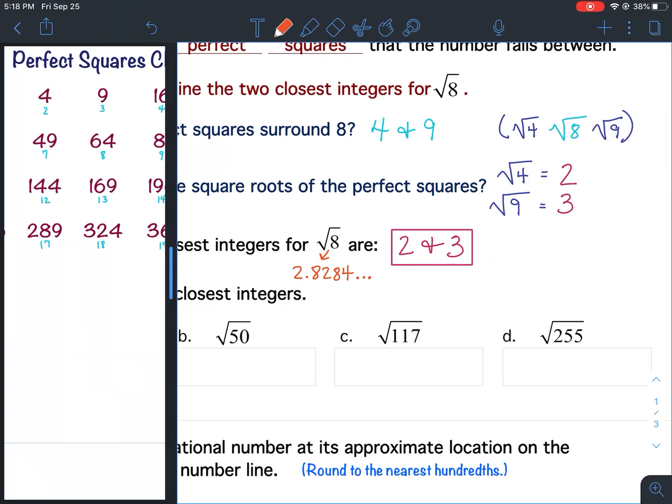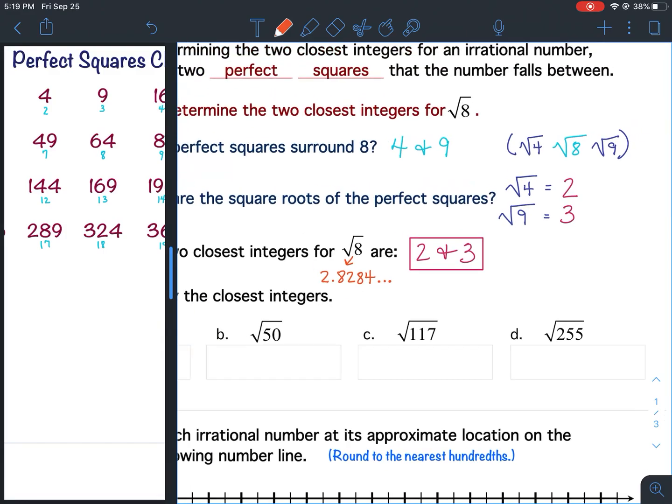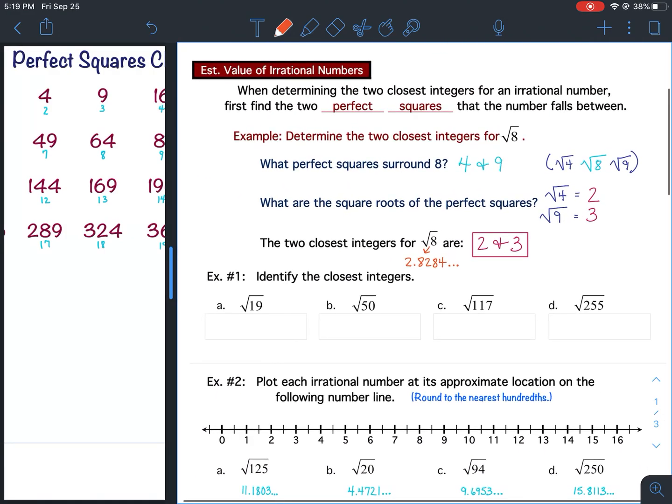And you could even think of it a little bit more. The number 8 is closer to 9. Therefore, the square root of 8 should be closer to the square root of 9. And 2.8 is closer to 3. If you have any questions on what I just did there, let me know. I'm going to be doing a whole lot more examples before I do example 1.